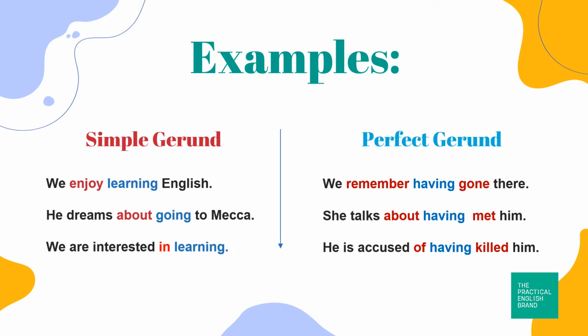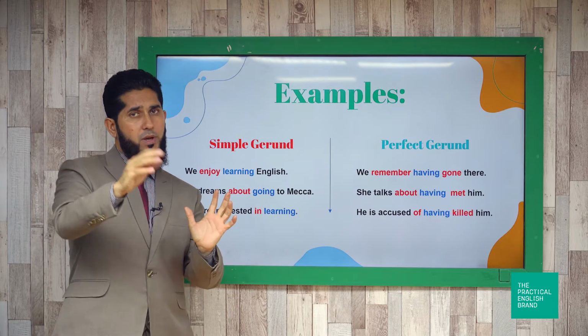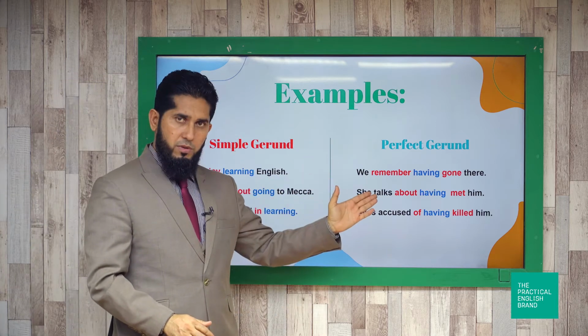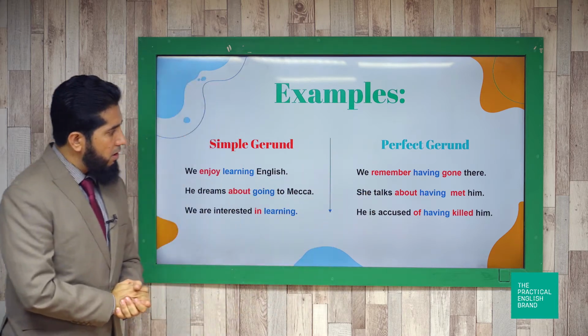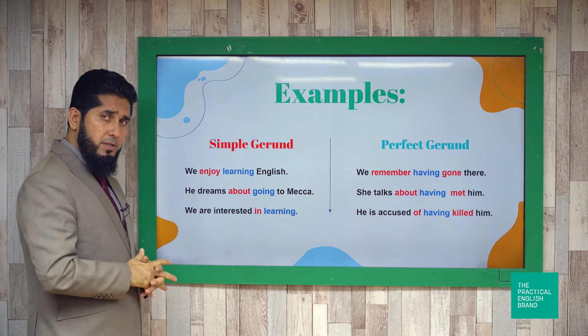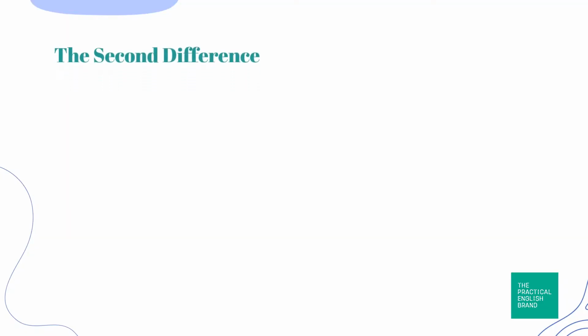Now, in simple gerund form, the preposition is simply followed by verb-ing as a gerund, but in perfect gerund form, the preposition of is followed by having as a helping verb and then killed as a past participle or third form. Okay, so now look at the next slide.